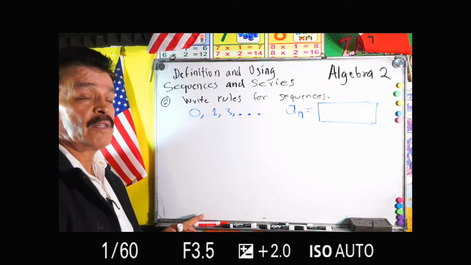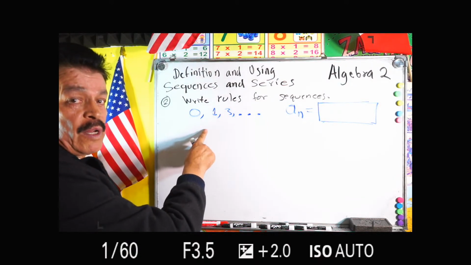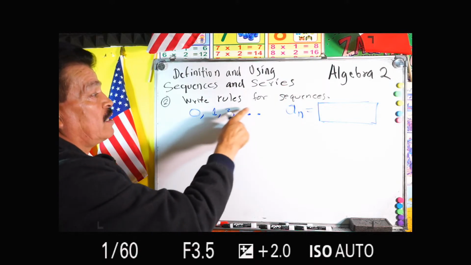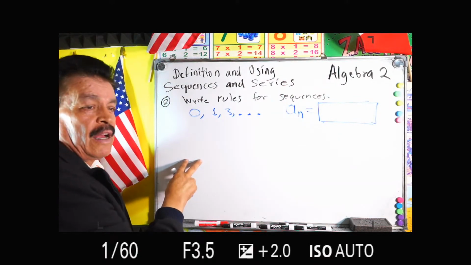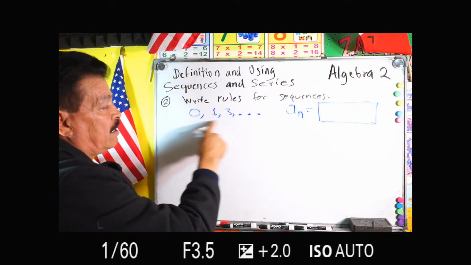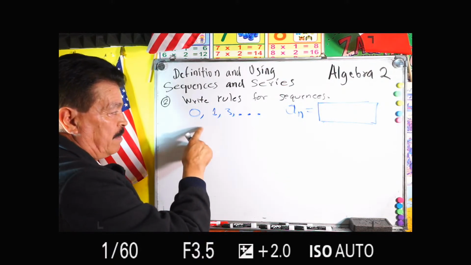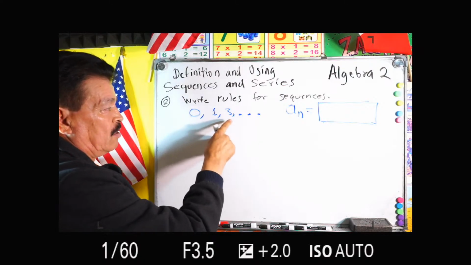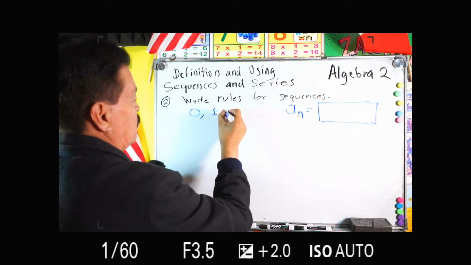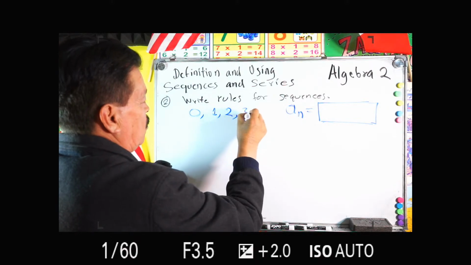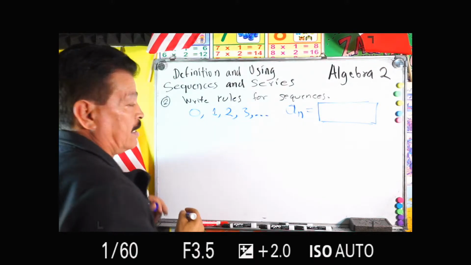So we have to write an expression to describe this sequence. It says write the rule for the sequence. In this case, we need to write some expression to describe this sequence: 0, 1, 2, 3, and so on, exactly like that.